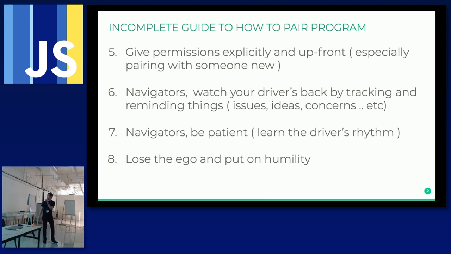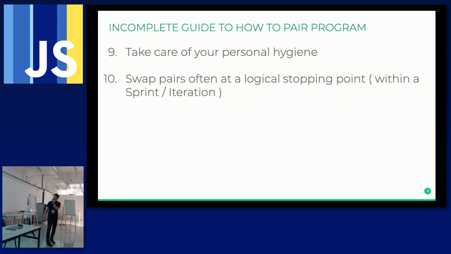The next one is lose the ego and put on humility. This is especially true if you're not used to pair programming or your pair is someone you're not familiar with. All of us fear that we are being judged, right? Wow, this person looking over my shoulder, I wonder if I'm good enough. We always fear that. But if you always have that thinking in mind, it's going to be very hard to pair. You have to learn to let go of your ego and put on humility. All of us make mistakes, so it's okay to make mistakes.